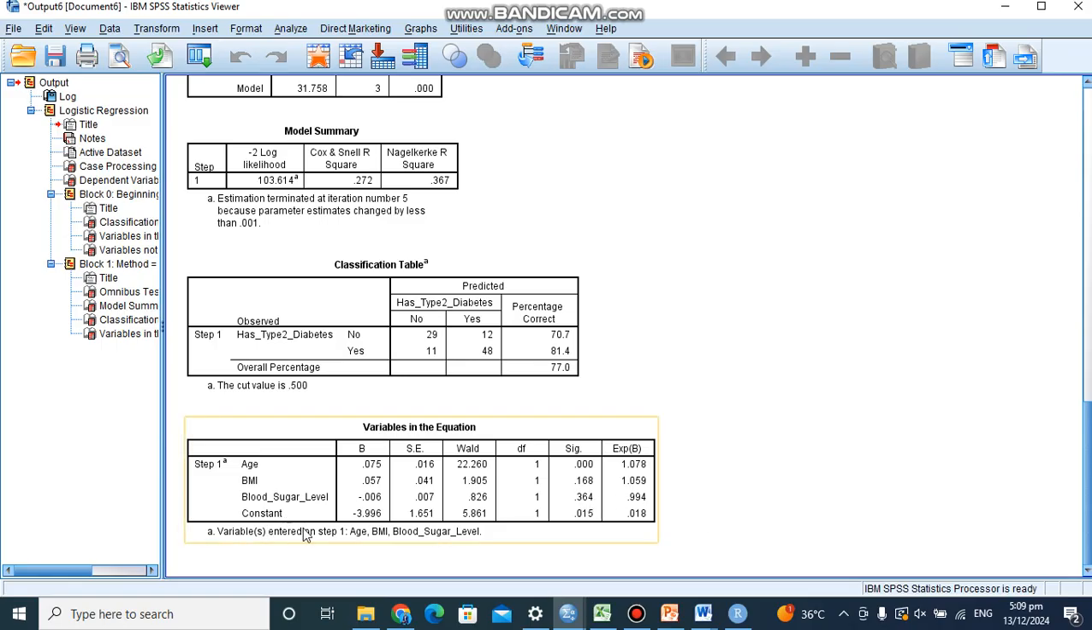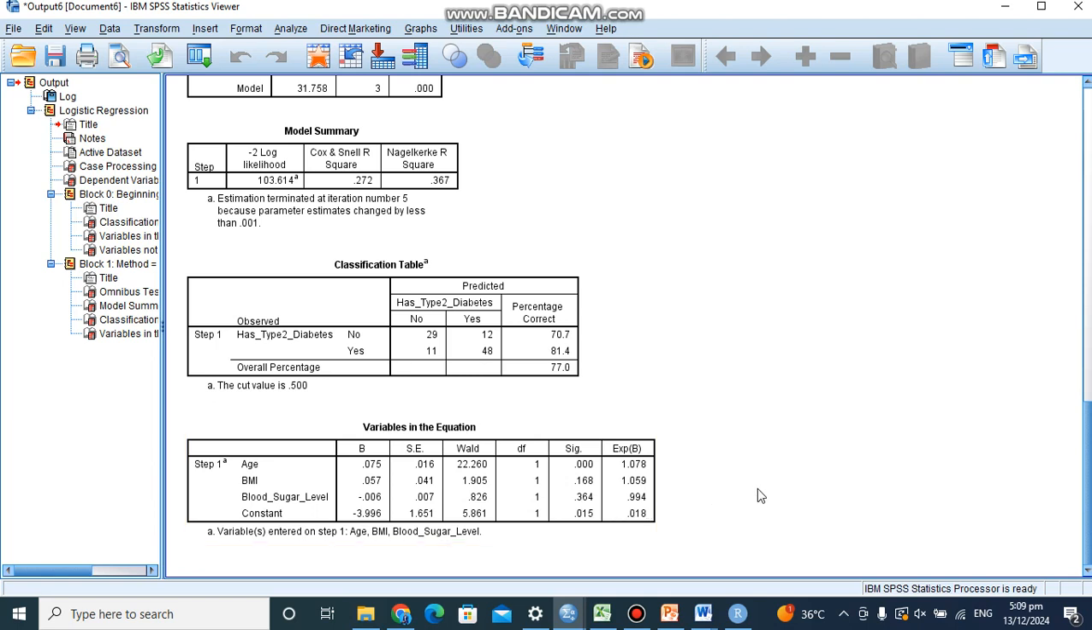The constant here is minus 3.996, and look at the p-value here, 0.015. It is statistically significant. What this means is that the constant indicates the odds of having type 2 diabetes when all predictors are zero. So that is what this is implying, and it is statistically significant.